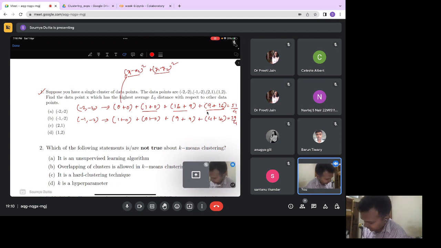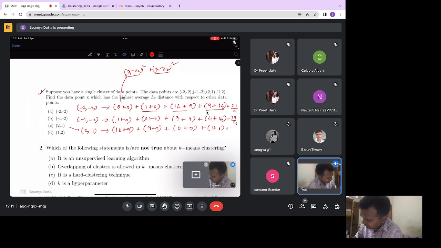Right, then we have the point 2, 1. So if we have 2, 1, then the distance from -2, -2 would be, okay, I guess 16 plus 9. Then from -1, -2 would be 9 plus 9. This would be 0 plus 0. This would be 1 plus 1. Right, yeah. So this is again 25 plus 18, which is 43.